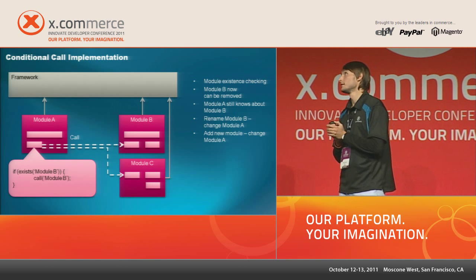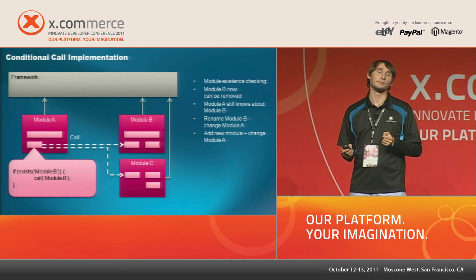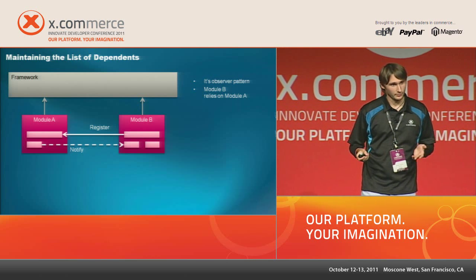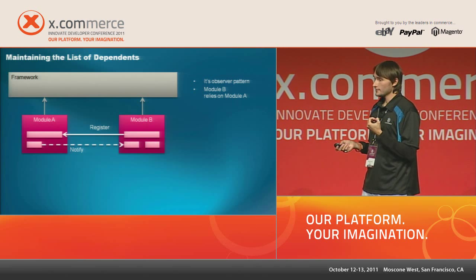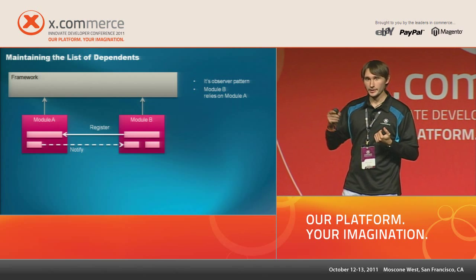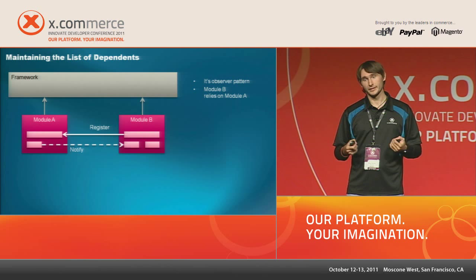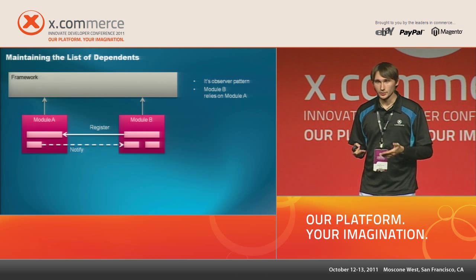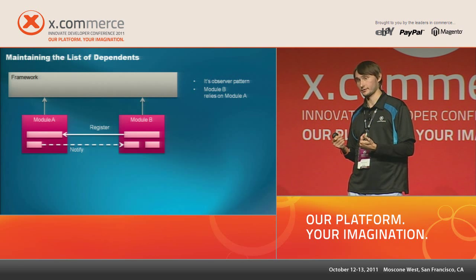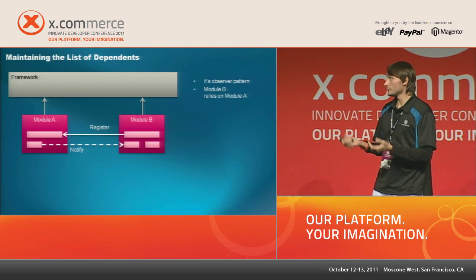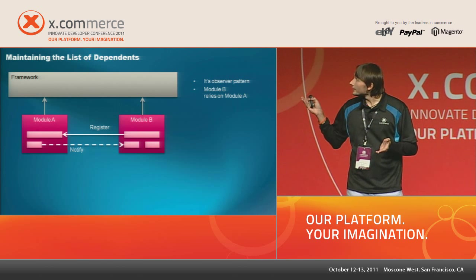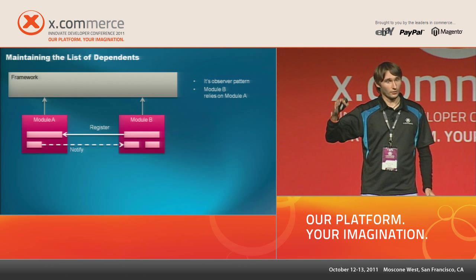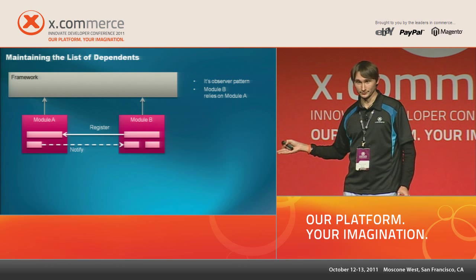So let's think how this implementation can be improved. What if we invert the relation between modules? What if module A just maintains the list of all modules that depend on it and provides an interface for any module to register itself within this list? So module B registers itself within the module A. At the needed point of execution, module A just loops this list of all registered modules and calls them one by one.